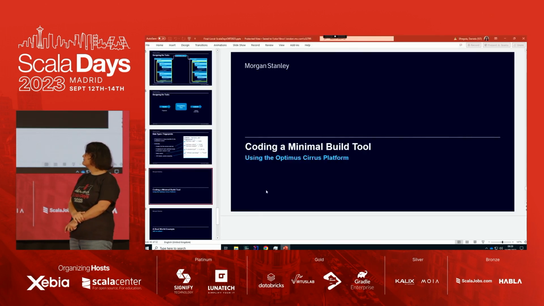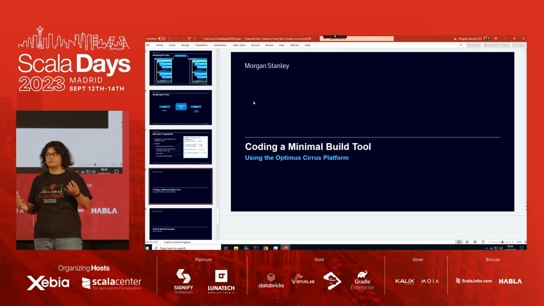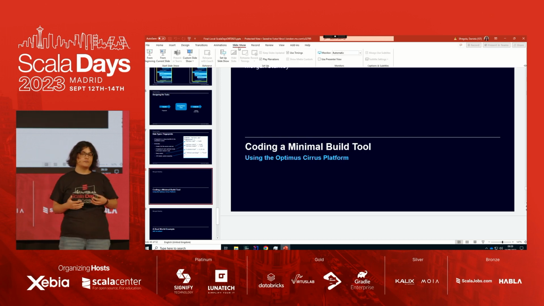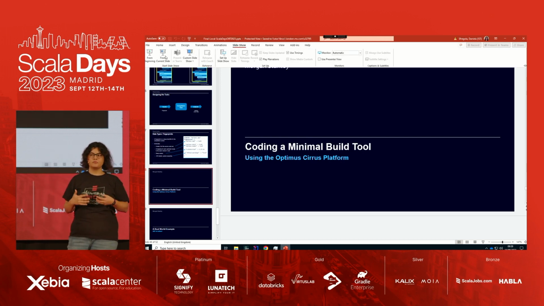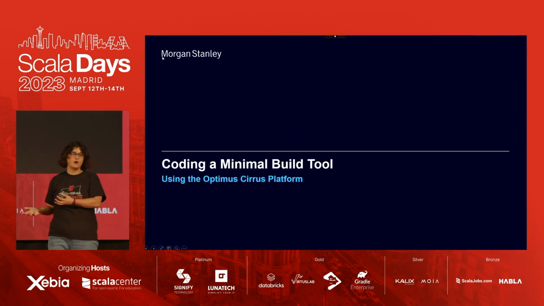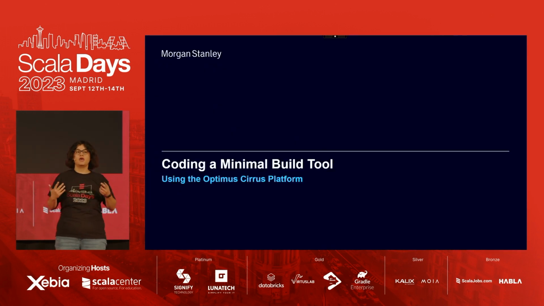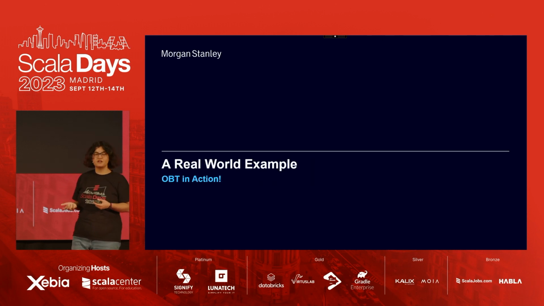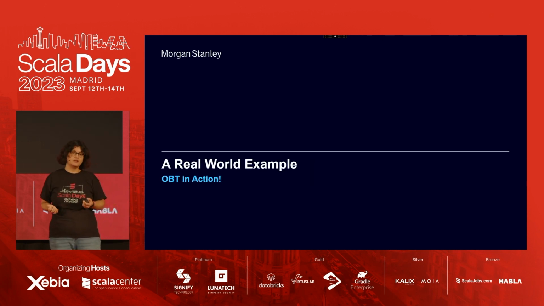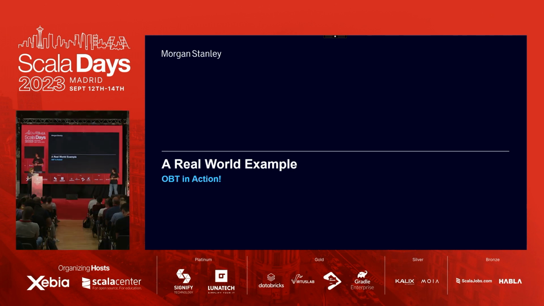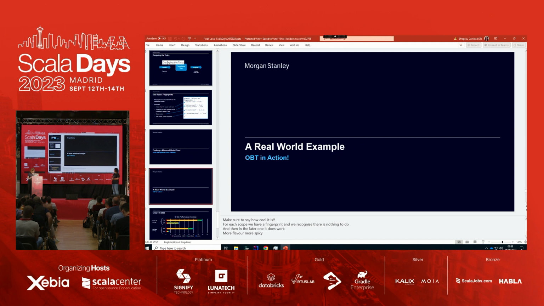All right, so of course, this was a simplification of what we can do with Optimus Cirrus plus the idea of a build tool. This is not the actual build tool. So now Valerie is going to show us the real build tool, the one that we use every day in Morgan Stanley. All right, so OBT in action.